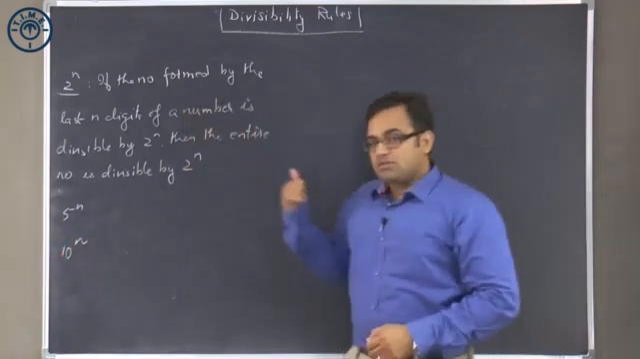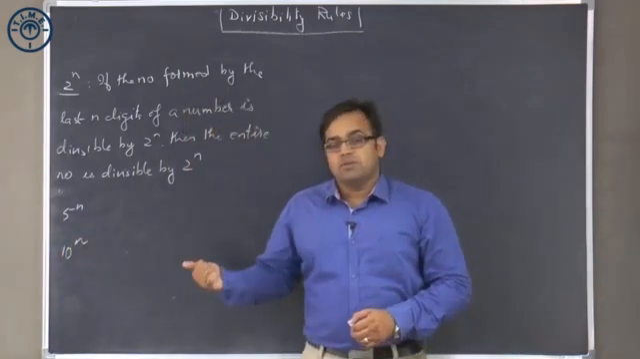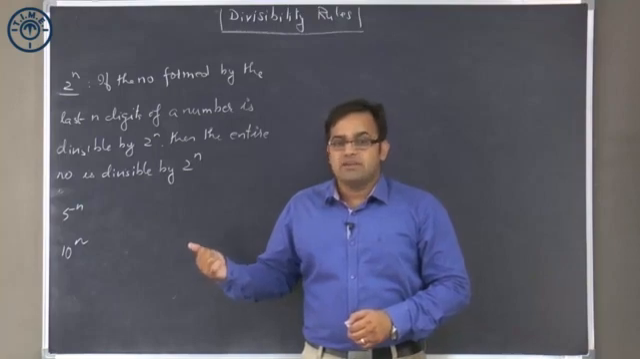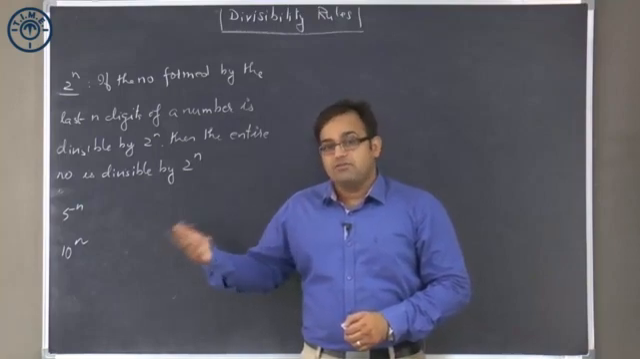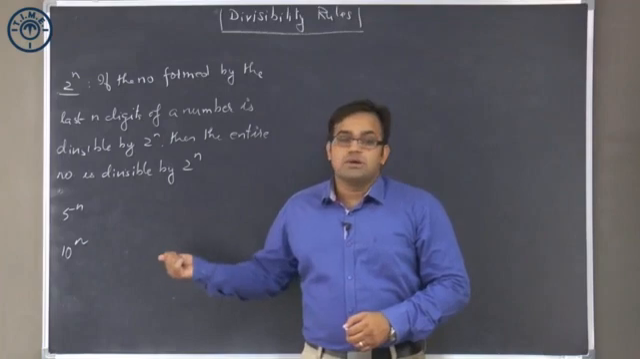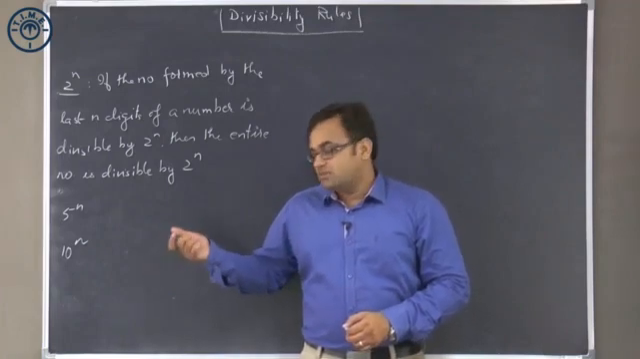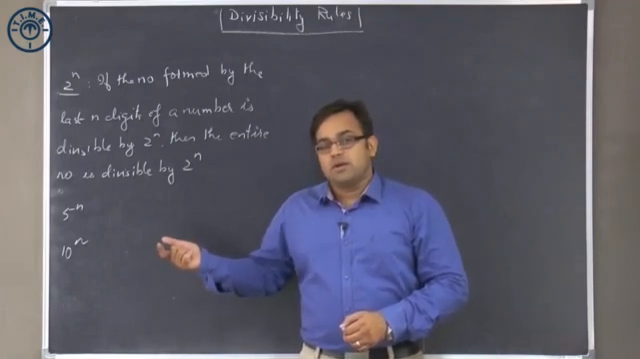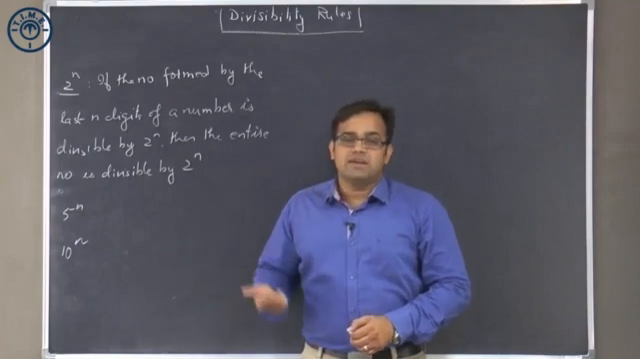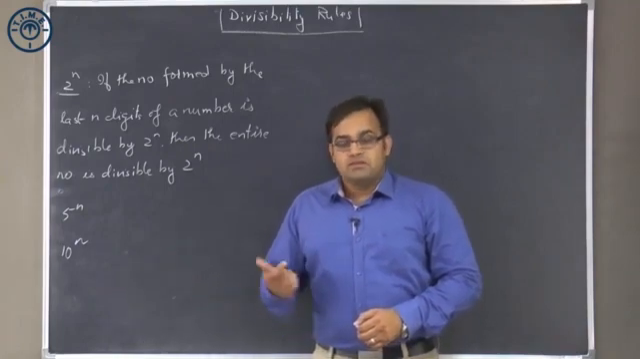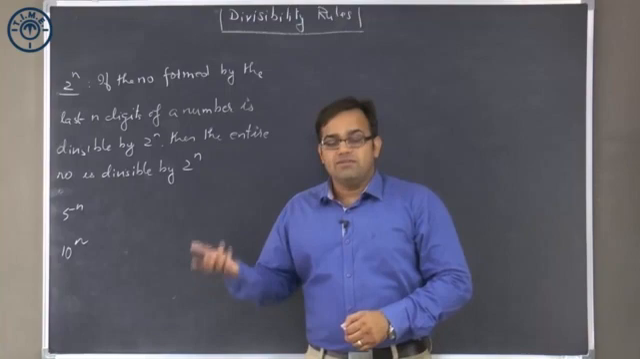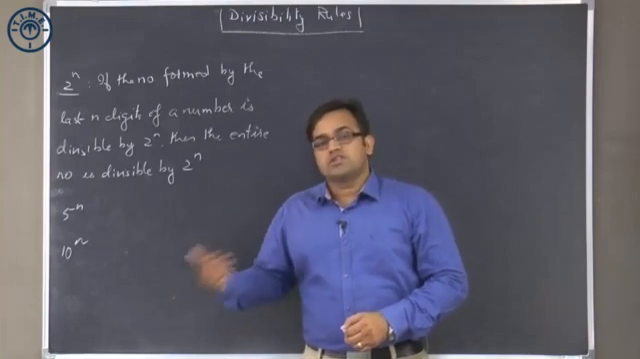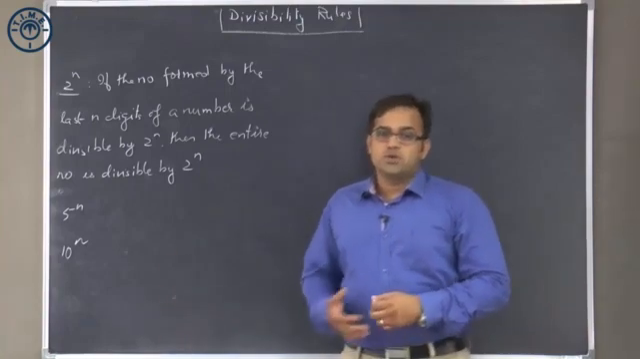So, for the divisibility rule for 5, if the number formed by the last one digit is divisible by 5, which means that the last digit is 5 or a 0, then the number is divisible by 5. For 25, if the last two digits are divisible by 25, so 25, 50, 75, 00. Divisibility rule for 125, last 3 digits. Divisibility rule for 625, last 4 digits, and so on and so forth.